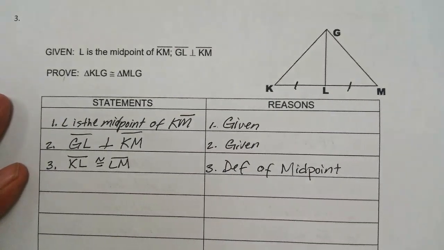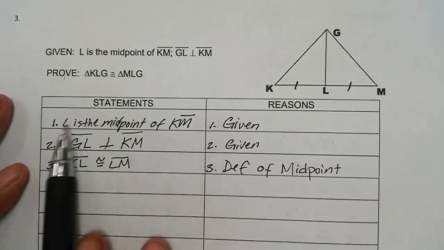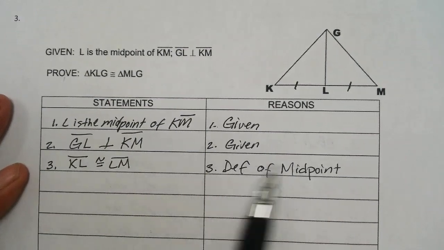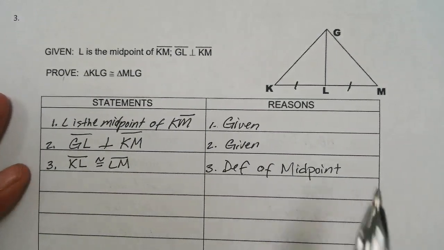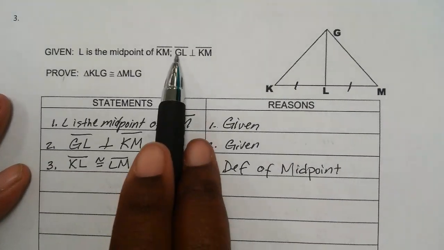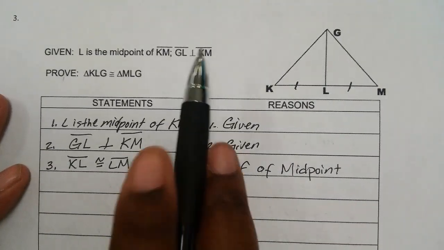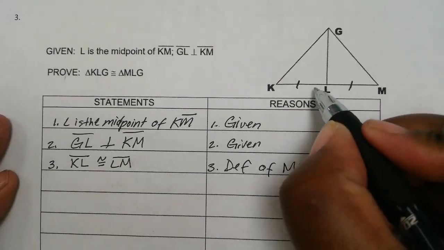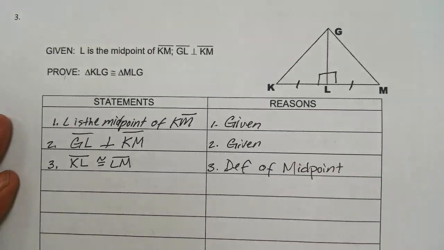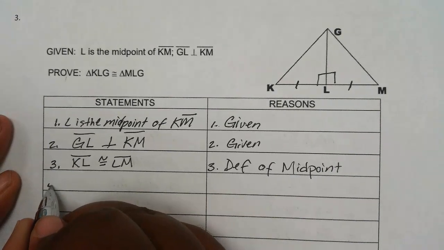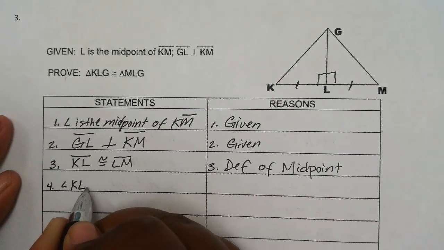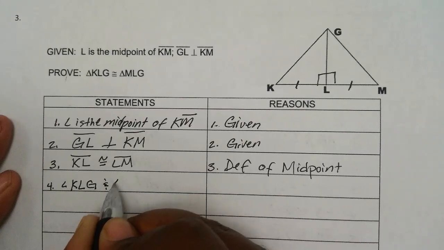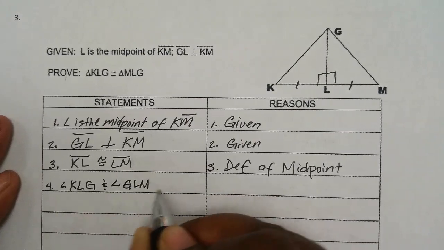So when you don't have anything marked congruent from the statement, like it doesn't say this is congruent to that, we'll see what that statement is telling you because you're going to have to use that as a reason. Okay? So I got that part now. And then they told me that GL is perpendicular to KM. Okay? So if GL is perpendicular to KM, then that means that these meet at 90-degree angles. So I can say angle KLG and angle GLM are right angles.